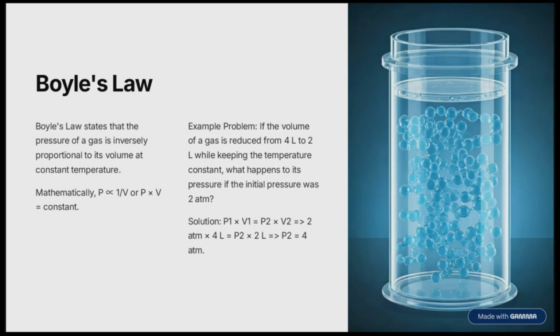When you have changing pressure or changing volume, the formula becomes different. The formula becomes P1 V1 equals P2 V2. That's the formula for Boyle's law when you have changing pressure and changing volume: P1 V1 equals P2 V2.